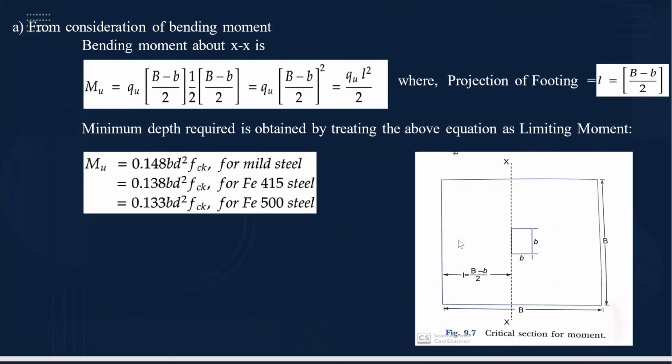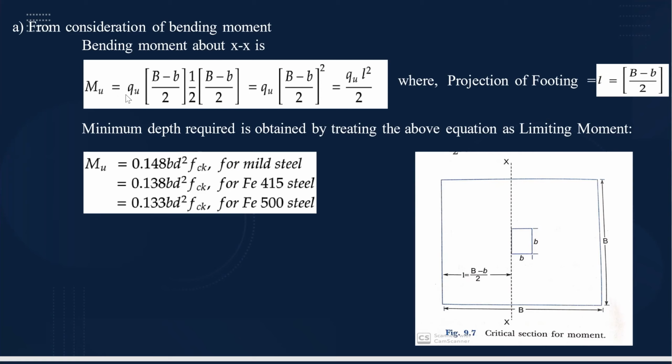First of all, we will be studying from the consideration of bending moment. For bending moment, the maximum bending moment is considered to be at section XX, or at the edge of the column. First, let's understand the projection of the footing, or this L, the distance of section XX from the face of the footing. This L is nothing but the total width of the footing minus the width of the column, and half of this, capital B minus small b, since we are using half of the section. Now this is L, or the projection of the footing.